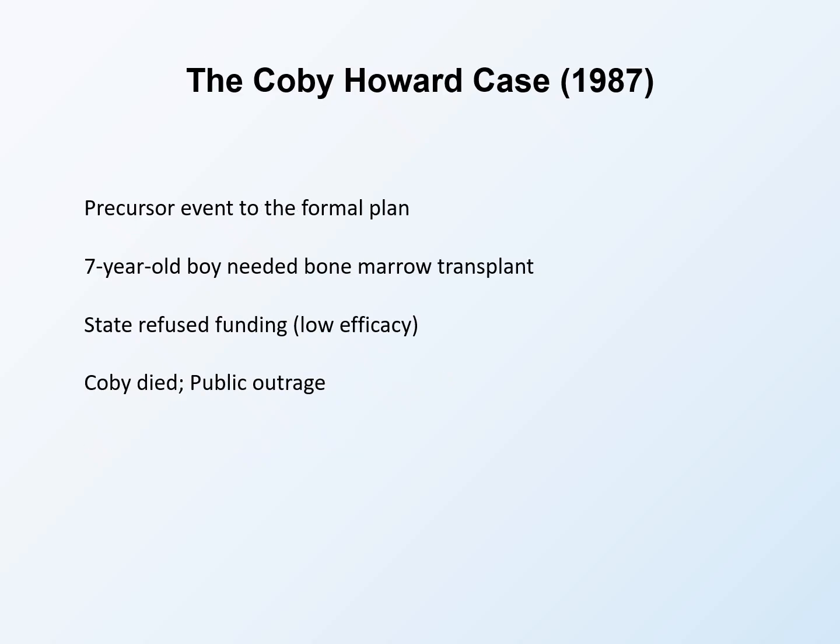This approach was haunted by the ghost of Coby Howard. A few years prior, Oregon had tried to stop funding organ transplants to pay for prenatal care. Coby Howard was a 7-year-old boy who needed a bone marrow transplant. The state refused to pay. Coby's mother went to the media. TV crews filmed this dying boy. He became the face of rationing. Coby died, and the public backlash was massive.